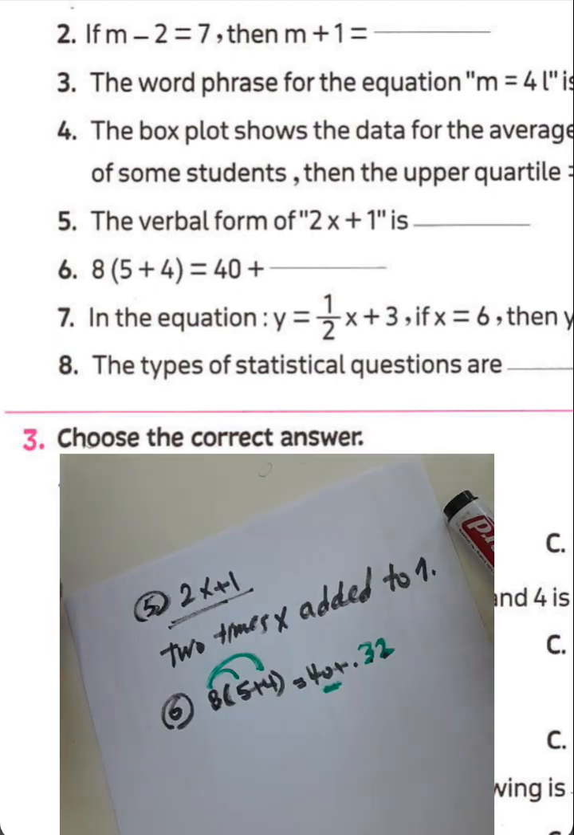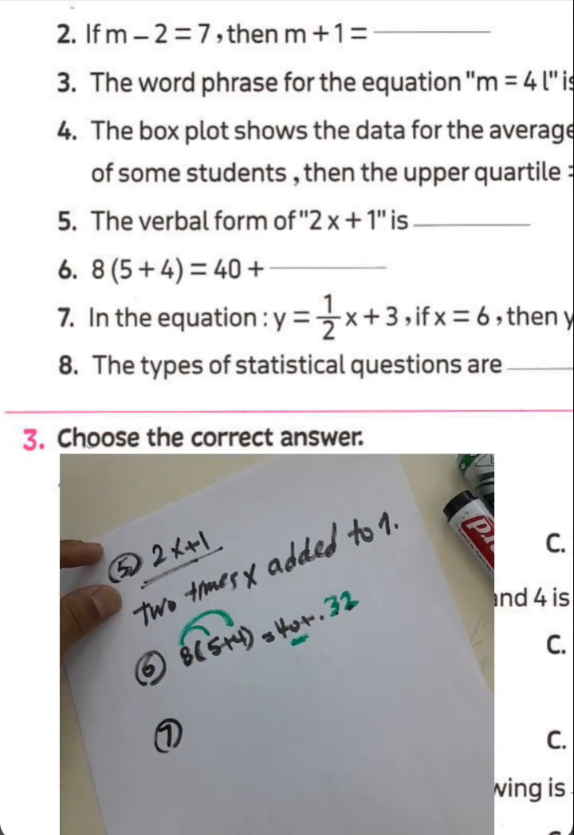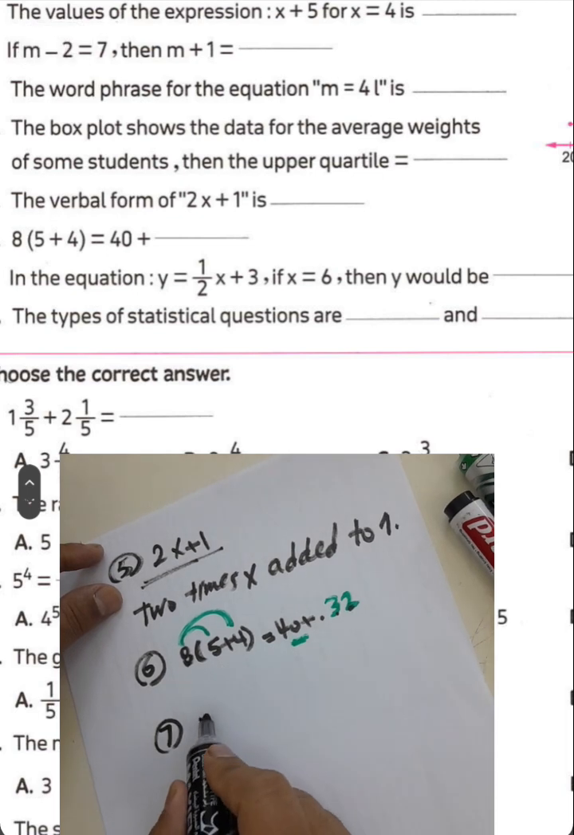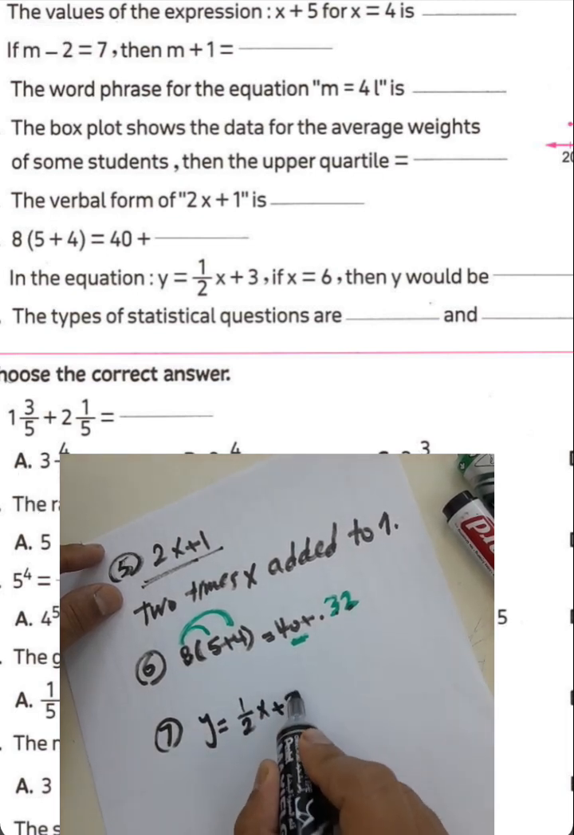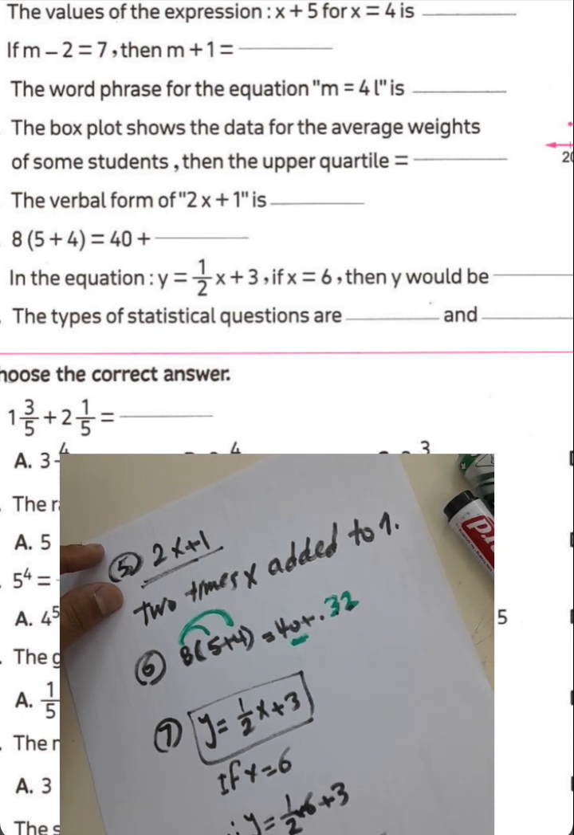Question 7. In the equation, y equals half x plus 3. If x equals 6, then y will be equal to half of the value of x, half multiplication by 6 plus 3. Half of 6 will be 3. 3 plus 3 equals 6. Then y will be equal to 6.